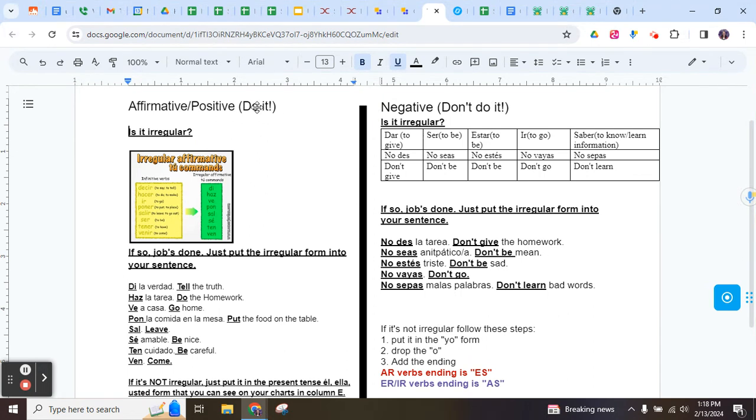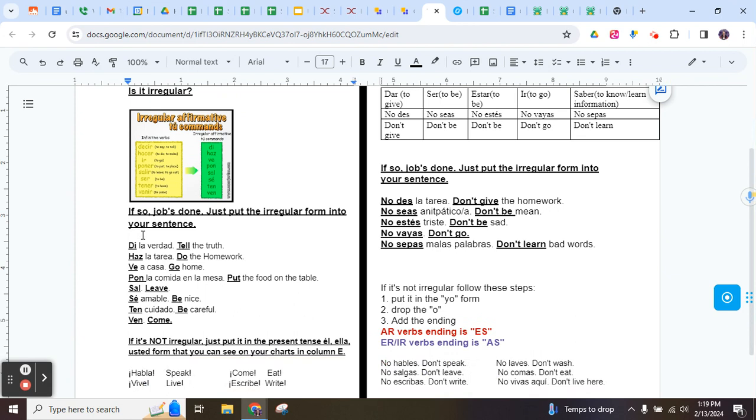So if you're telling someone to do something, you're going to use what's on the left side of the sheet. And if you're telling someone what not to do, you're going to do what's on the right side of the sheet. Okay? So if we want to tell someone to do something, we're going to do this side. The first thing you need to ask yourself is, is it irregular? So you look at this chart and you see if the command that you're trying to give is on there. If it is on there, then job's done. Just put the irregular form into your sentence.